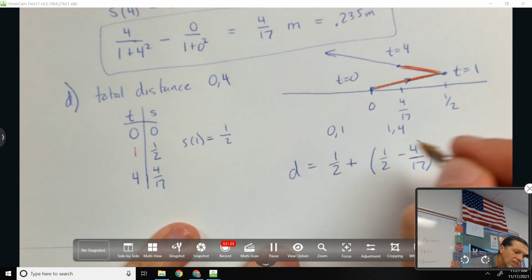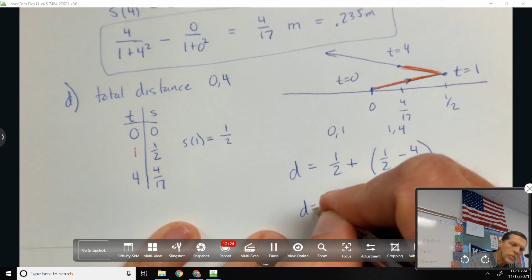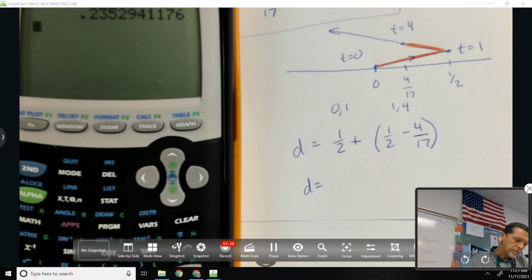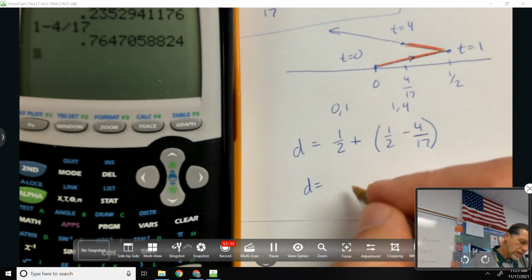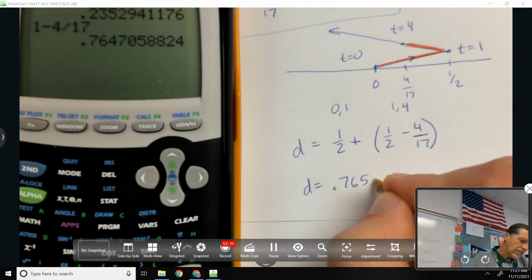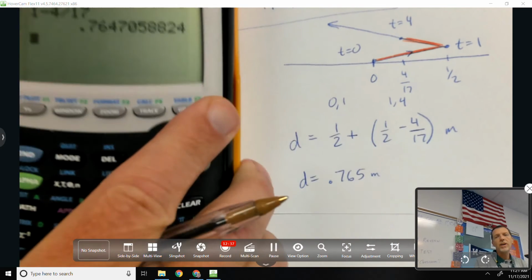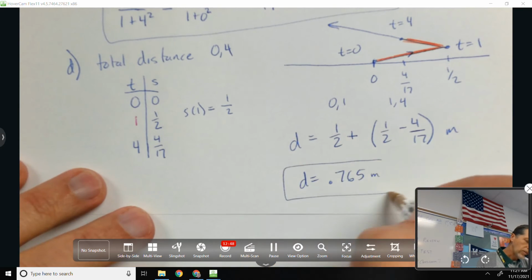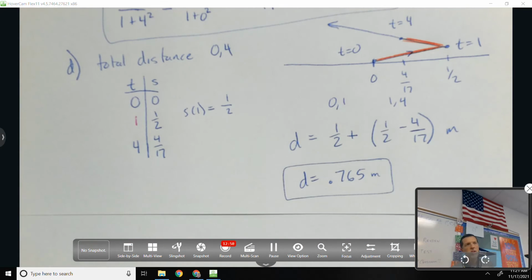That's distance. It's a calculator problem. So I could put it in the calculator. What's that? 1 minus 4/17. 0.765. But why even mess it up in the calculator? Unless it specifically says, well, it does say, give decimal answers correct to 3 decimal places. So I guess we should do that. But you got a calculator, so we're not worried about messing things up.